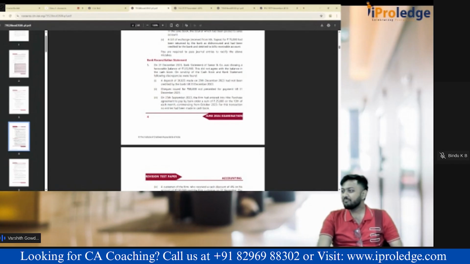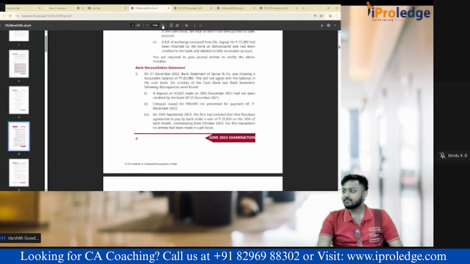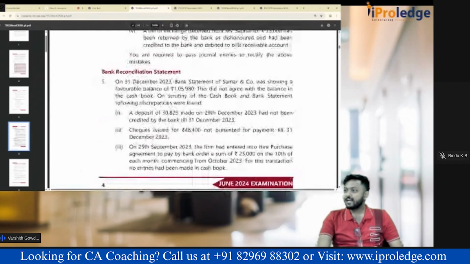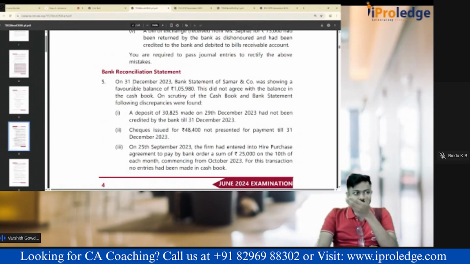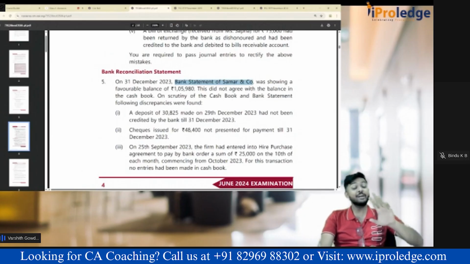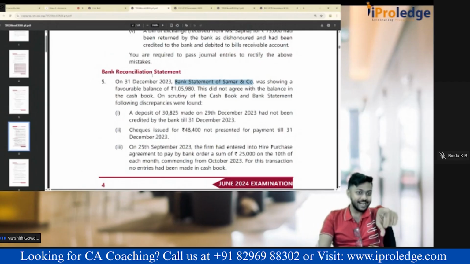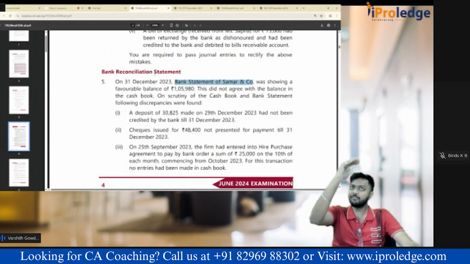Let's see, this is simple stuff. You will see here: on 31st December 2023, the bank statement of Summer and Co was showing a favorable balance. Guys, which balance have they given us? Cash book balance or passbook balance? By bank statement, it's a passbook balance. This time also the bank statement of Summer and Co was showing a favorable balance. Credit balance in passbook or debit balance in passbook? Credit balance in passbook, and in cash book it's a favorable balance. We are starting from the favorable passbook balance.